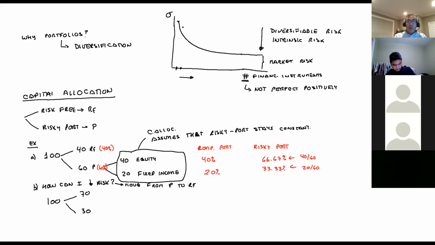And so what happens is the following. If you want to see inside this 30, what do you have in equity and what do you have in fixed income? How many dollars are you going to have from this 30 in equity? Remember, assuming that the risky portfolio stays constant implies that these percentages remain constant. Do you agree? So this implies that from these 30, 66.67%, so basically 20, are going to go into equity, and 10 are going to go into the fixed income. Make sense?